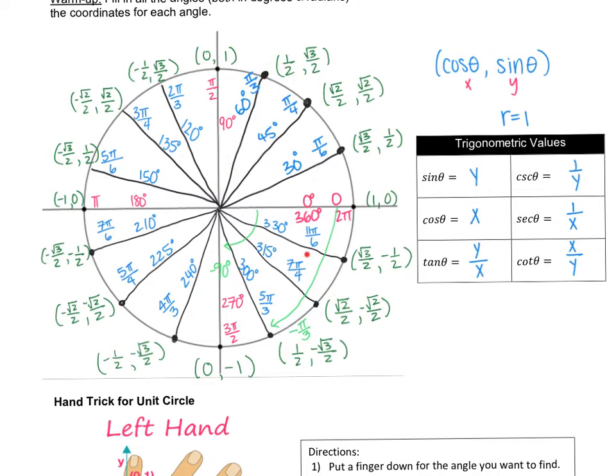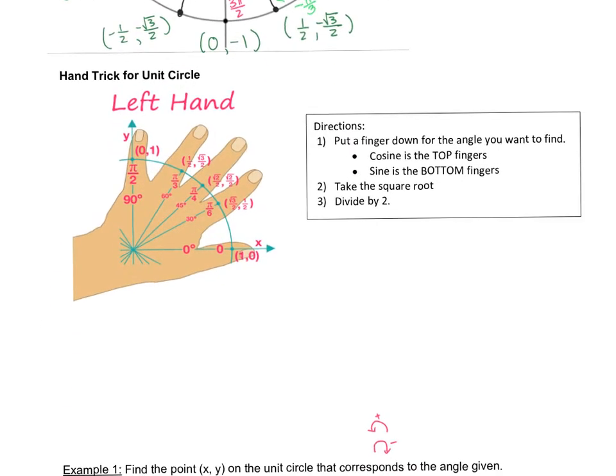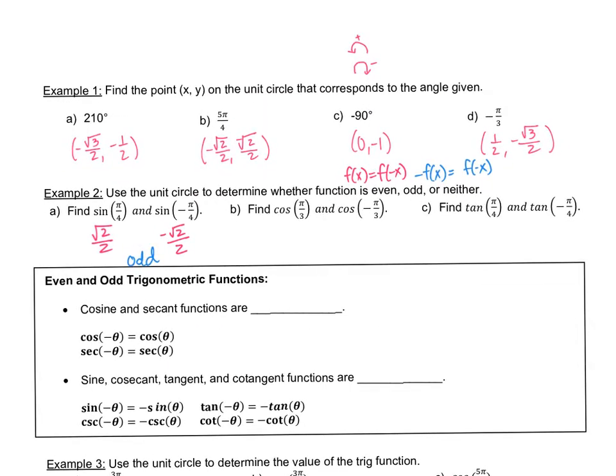For negative pi over 3, if you start at 0 here, you would have to go about 60 degrees in the negative direction. So it's about right here at 300, which is equivalent to 5 pi over 3. Notice that the x value is also a half, and it's positive. So both of these x values are a positive 1/2. So if I go back down, cosine of pi over 3 is 1/2, and cosine of negative pi over 3 is also positive 1 over 2. So in this case, this is an even function because they are exactly identical. They're both positive numbers. So this is even.